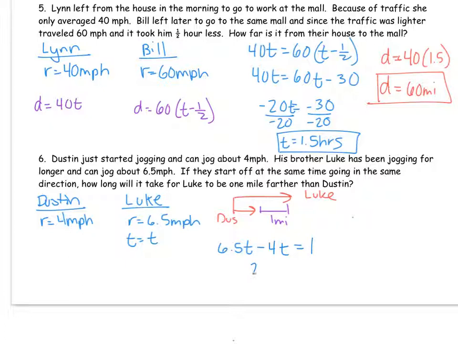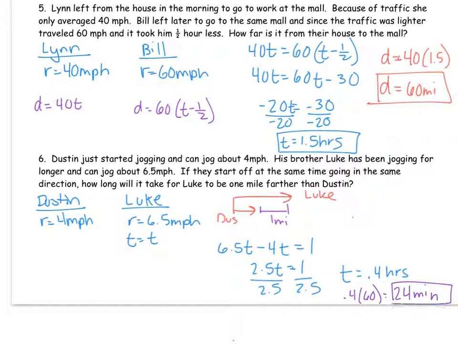So then from here, this is a pretty simple problem, just 2.5t equals 1, divide by the 2.5, and we would get that t is 0.4 hours, because again our rates were in miles per hour. 0.4 hours, it's good to convert that. 0.4 times 60 is going to give you about 24 minutes for Luke to be 1 mile ahead of Dustin.